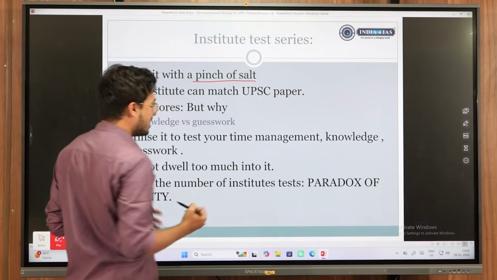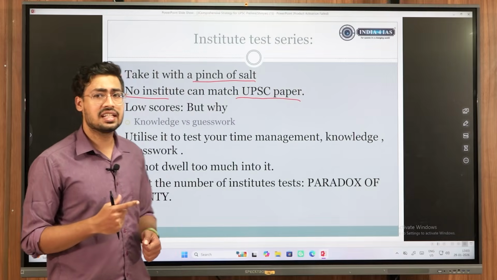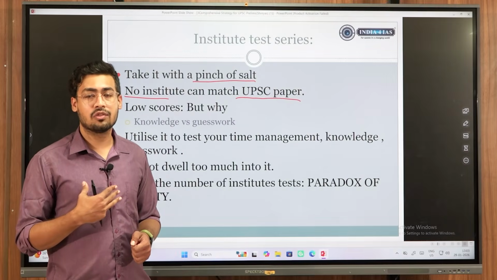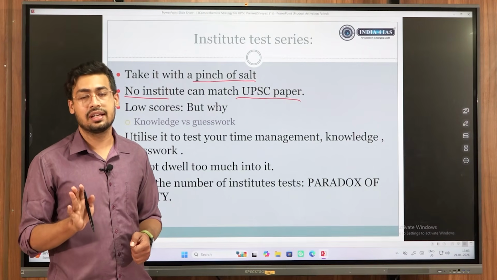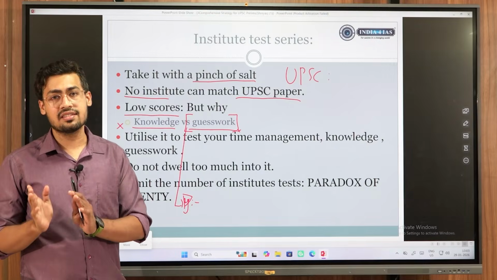Means, in simple words, what I mean is, no institute can match the UPSC paper. We need to understand that when we are giving institute test series, the UPSC paper will be different and we need to be ready for that. In the actual UPSC paper, a similar question may be asked but in a different way.